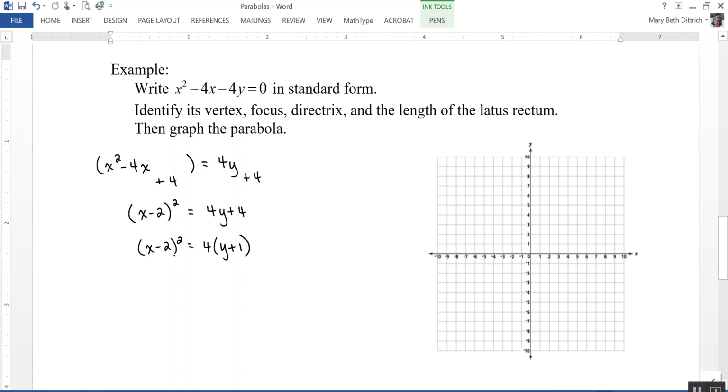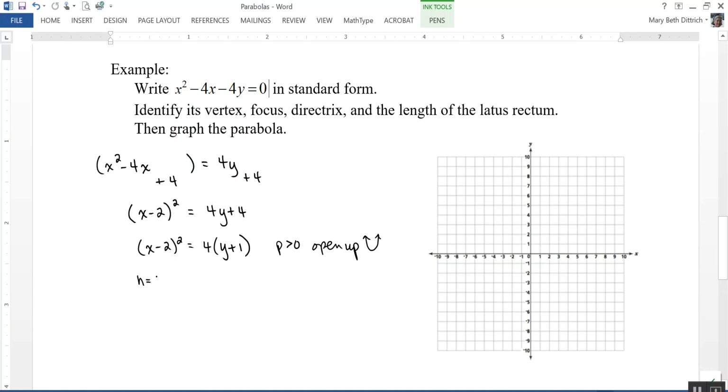Okay, so I'm noticing a couple things. As I said, my axis of symmetry is going to be vertical, going up and down. This value here is 4p, so p is greater than 0. Not greater than or equal to, sorry, greater than 0. So this is going to open up. So my parabola is basically going to look like that.